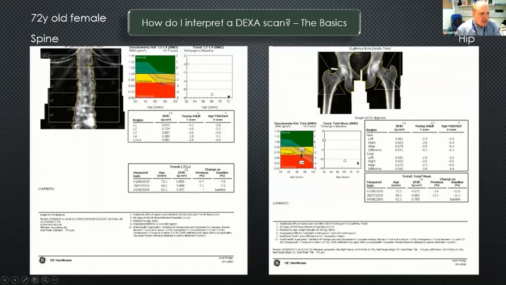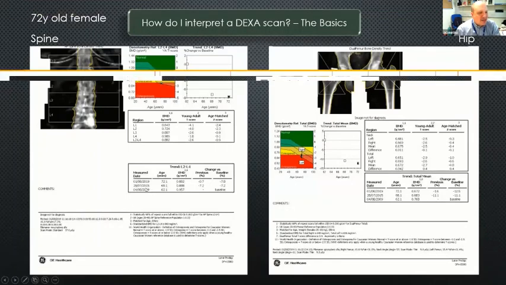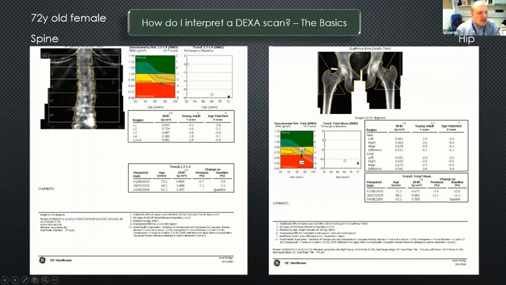Okay, and then here you can see the trend, which is a comparison between this current scan performed in August 2019 versus the 2015 scan. So you can see there's minus 0.7, so 0.7% loss of bone mineral density in the lumbar spine compared to 2015. And then you can compare it to baseline, which is the first ever scan they had, 2009. So compared to baseline, she's lost 7.8%.